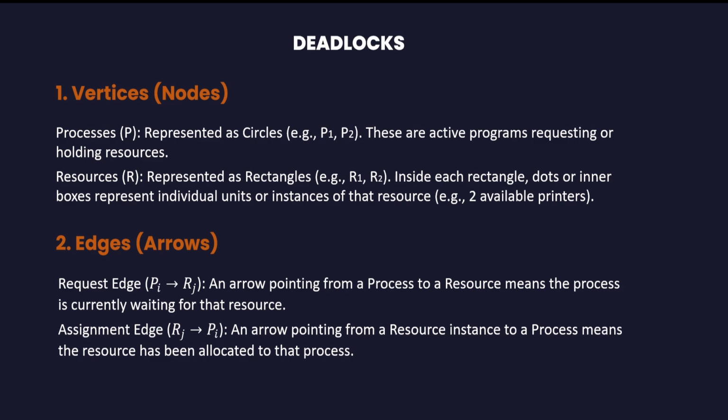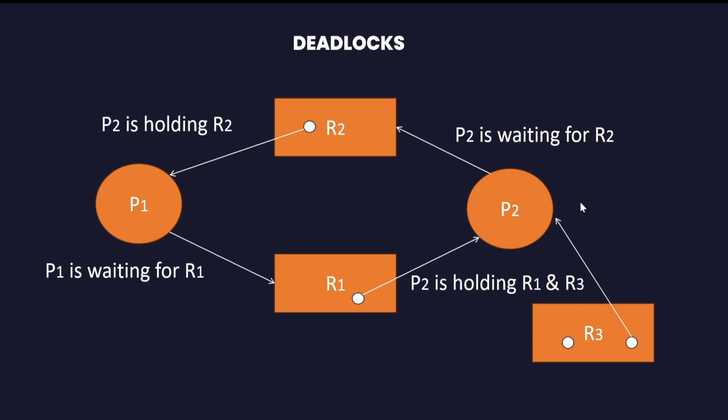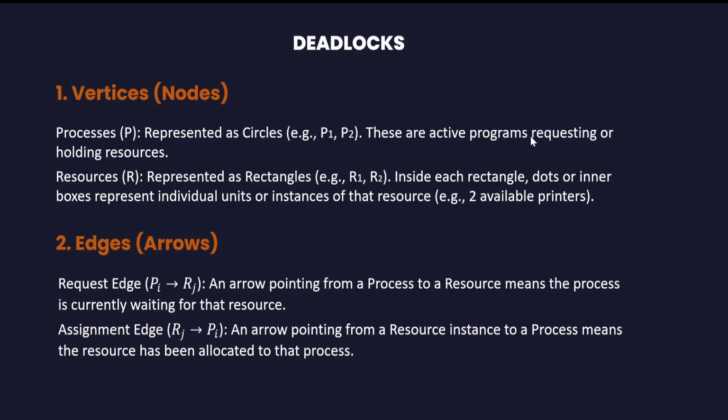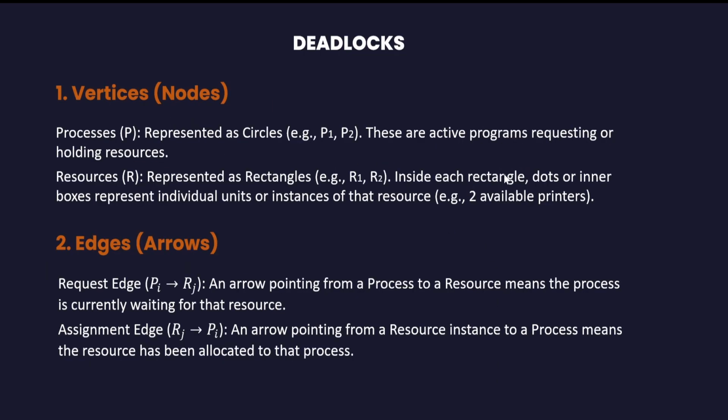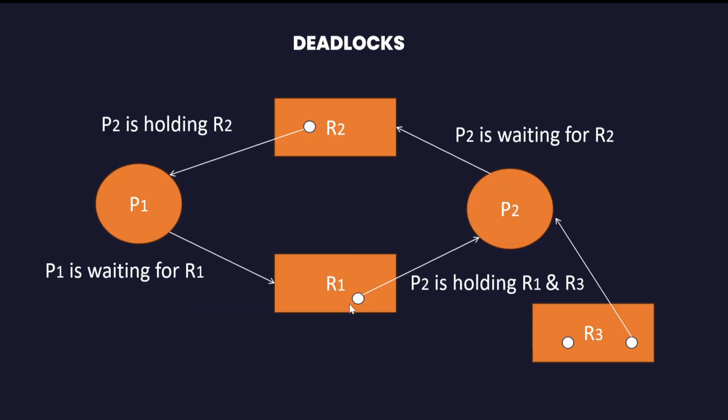First, vertices or nodes. Processes are represented as circles. Example, P1 and P2 are processes and they are represented by circles. These processes are active programs requesting or holding resources. Then resources are represented as rectangles. Example, R1, R2, R3. Inside each rectangle, dots or inner boxes represent individual units or instances of that resource. Example, so here one instance of resource 1 is available. Resource 2 also has one instance available. But for resource 3, two instances are available.